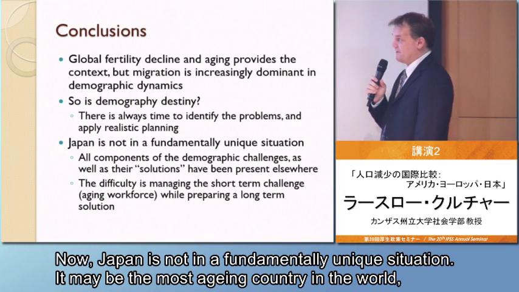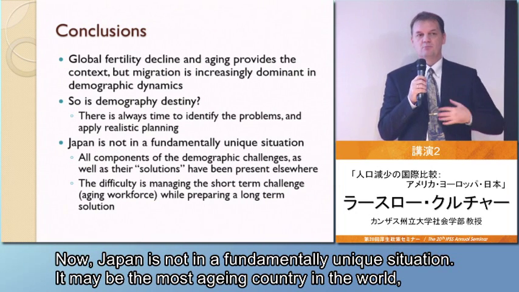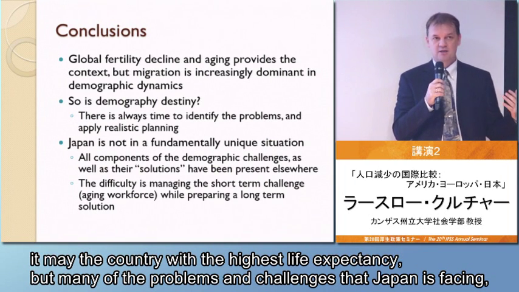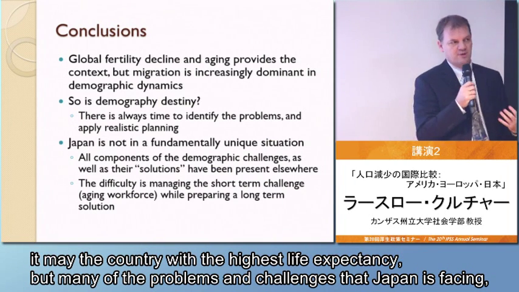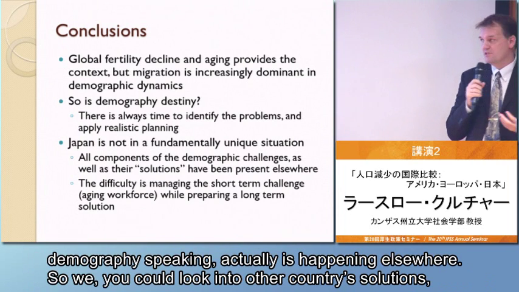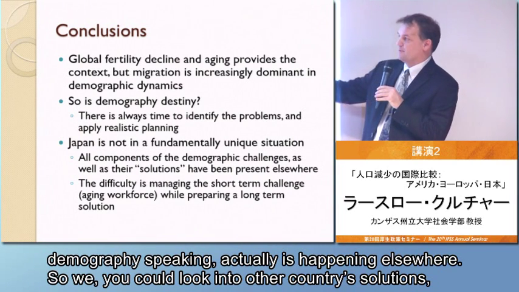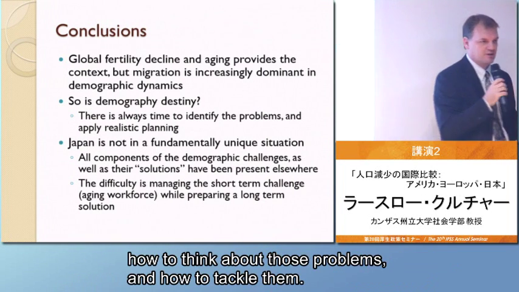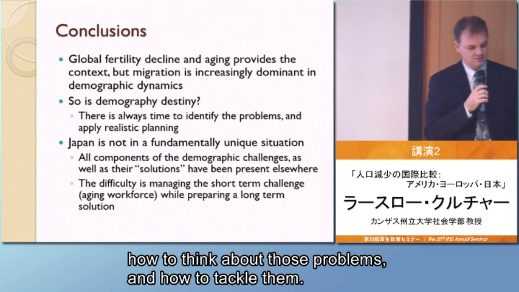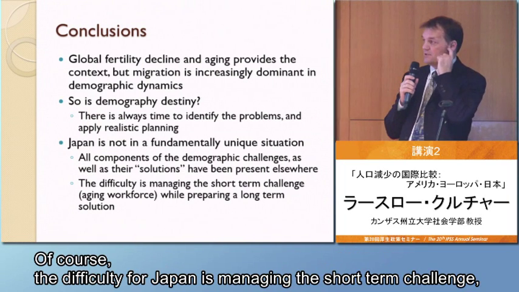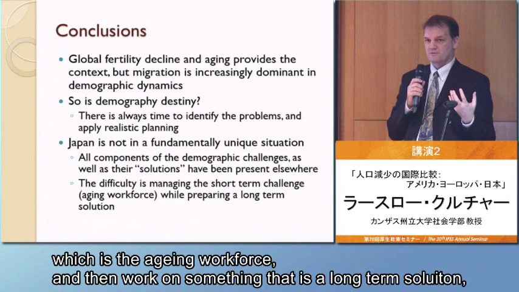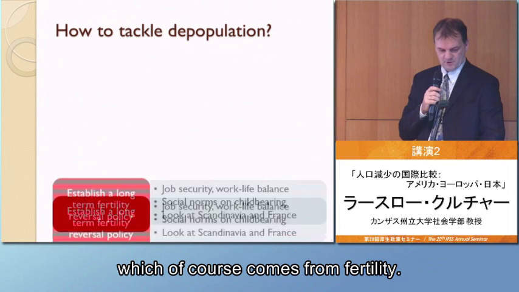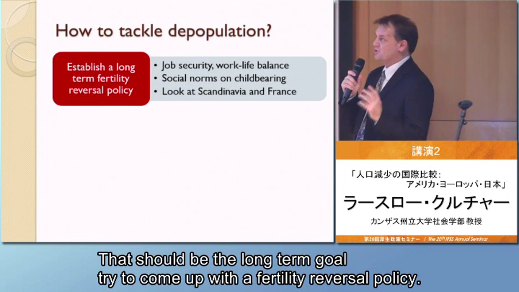Now, Japan is not in a fundamentally unique situation. It may be the most aging country in the world. It may be the country with the highest life expectancy. But many of the problems and challenges Japan is facing, demographically speaking, are actually happening elsewhere. So you could look into other countries' solutions, how to think about those problems and how to tackle them. Of course, the difficulty for Japan is managing this short-term challenge, which is the aging workforce, and then working on something that's a long-term solution, which of course comes from fertility. So that should be the long-term goal.